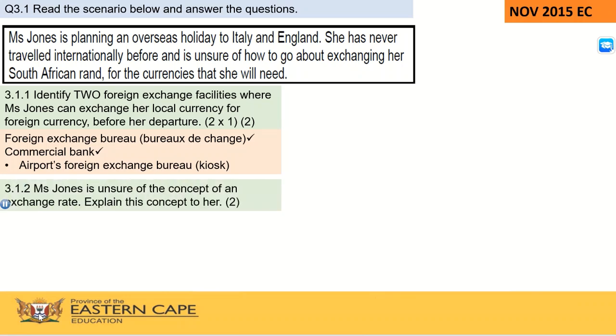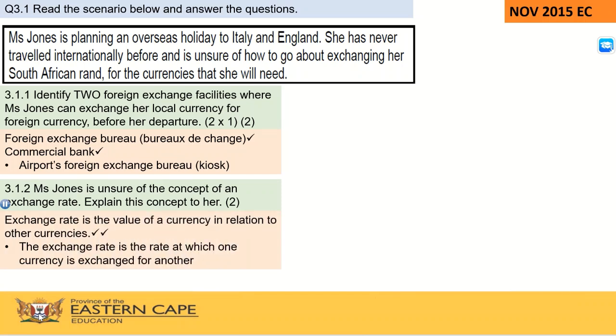The second question here is, Ms. Jones is unsure of the concept of an exchange rate, and you are required to explain the concept to her. That you should be able to do without hesitation. An exchange rate is the value of a currency in relation to other currencies. The value of one currency in relation to other currencies. Or you can put it in a different way. The exchange rate is the rate at which one currency is exchanged for another.